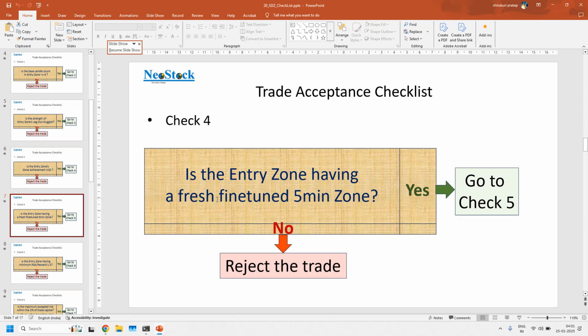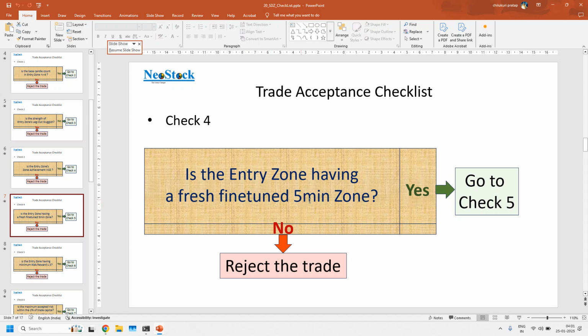Is the zone having a fresh fine-tuned 5-minute zone? Why we need to check this? Do you want to take trade in these fine-tuned 5-minute zones? No, we don't take trades in fine-tuned 5-minute zones. Only intraday traders will take trades in the fine-tuned 5-minute zone. If that is not the case, why we are testing this? I already explained in lesson 20.